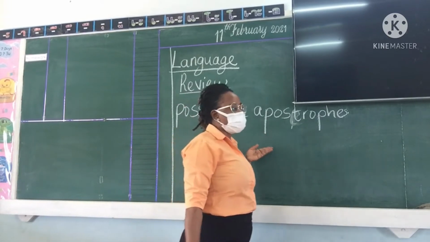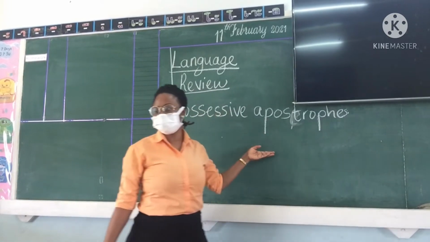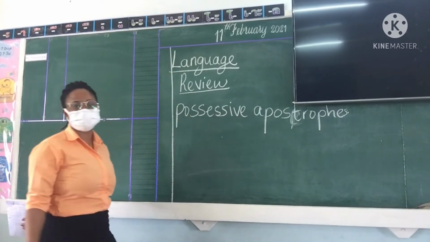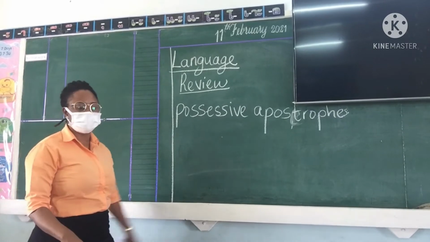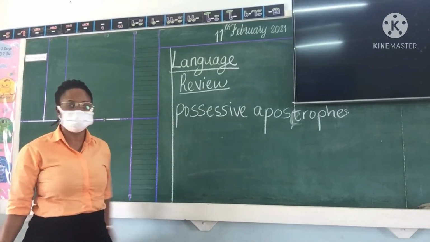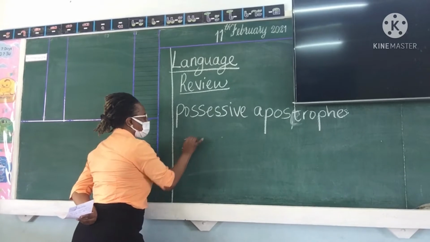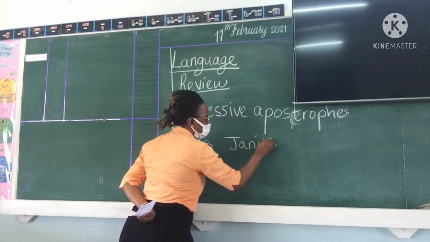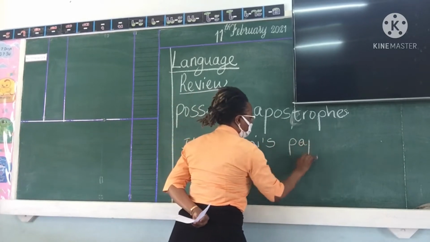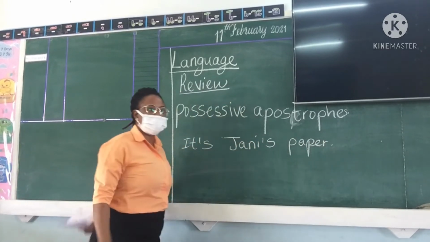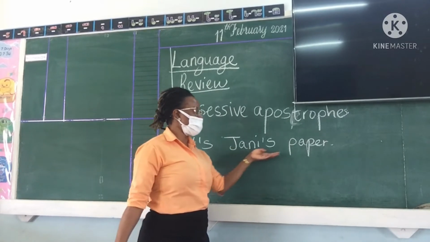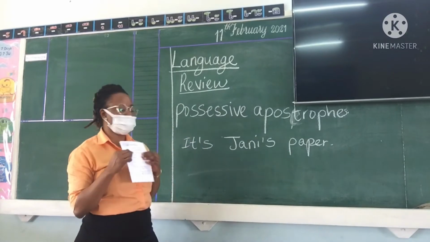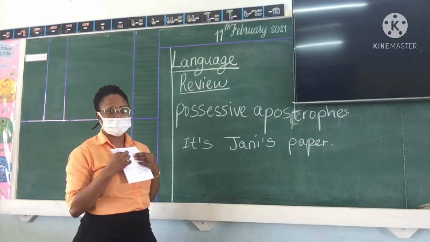This one tells us who owns what. Alright? For example, if this paper belongs to Johnny, what do you say? You say it is Johnny's paper. Okay? It's Johnny's paper. Alright? It means this paper belongs to Johnny.